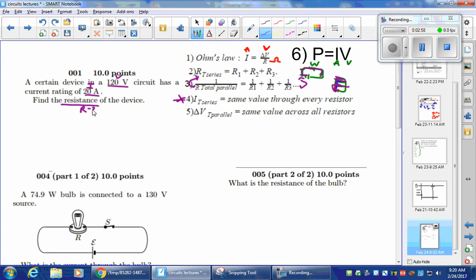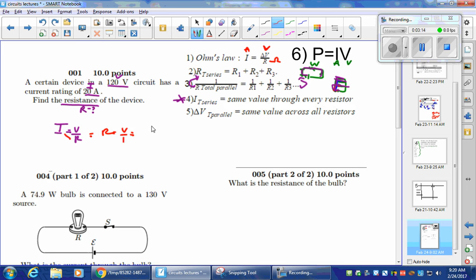So what equation has R, I, and V? Let's look. All right, here we go. Ohm's law. I equals V over R. Okay, we're solving for resistance. So what's the rule? We have a top and a bottom. We can switch them. So we have R equals V over I.